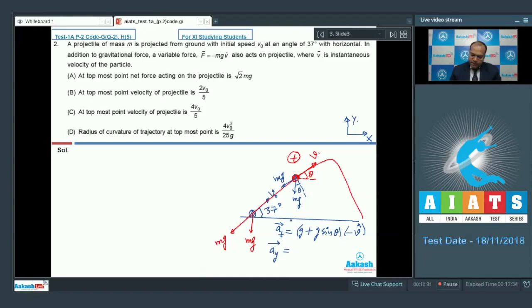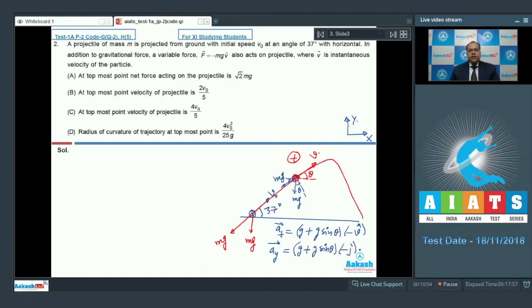then I will see that if this angle is theta, then this angle is also theta and the component of g in this direction is g cos theta and in vertical direction is g sine theta. So again it is g plus g sine theta into minus j cap.